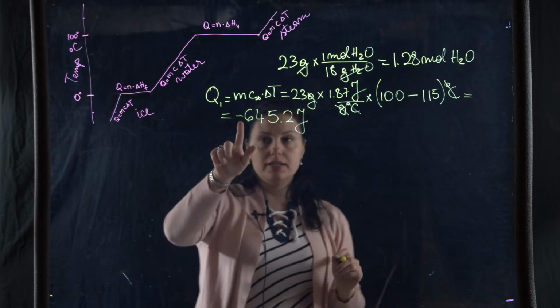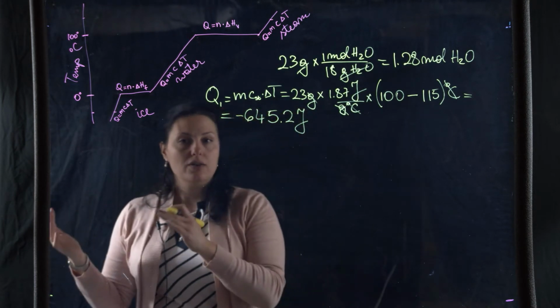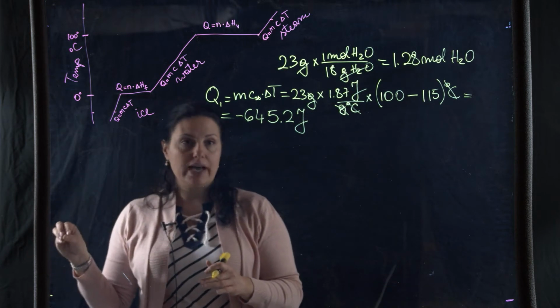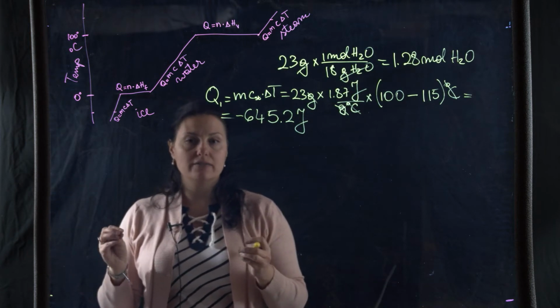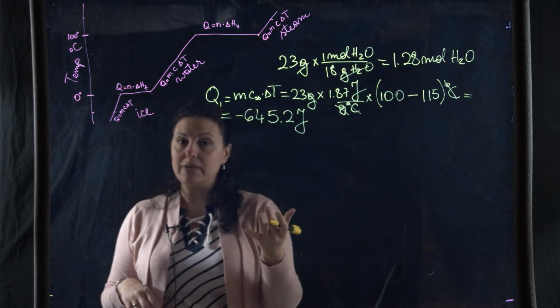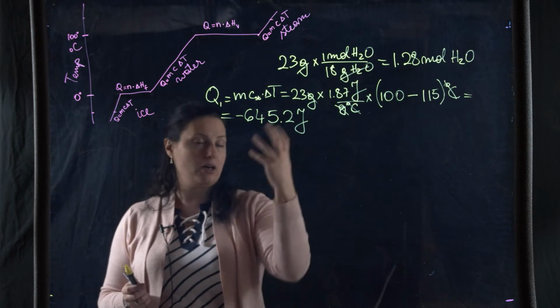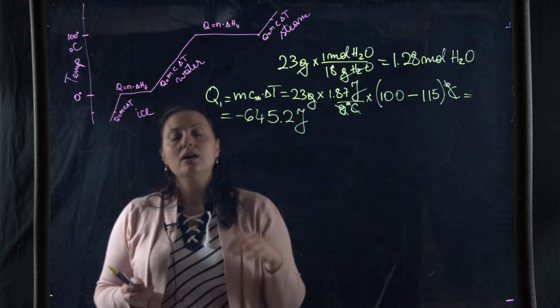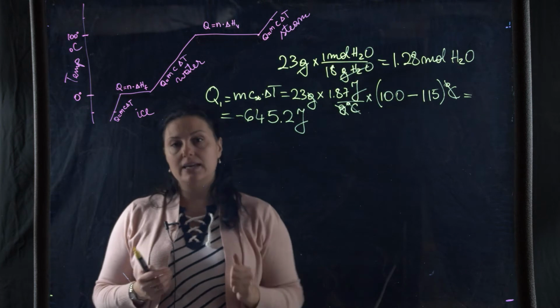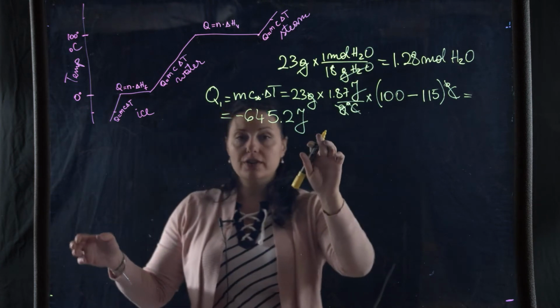Notice the negative sign. Don't be afraid of the negative sign. Just think about, in chapter 9, we talked about the sign convention. If we have a negative, that means that heat is being given off, which makes sense. If I'm cooling the steam, it is giving off that heat, and that's why it's a negative sign.